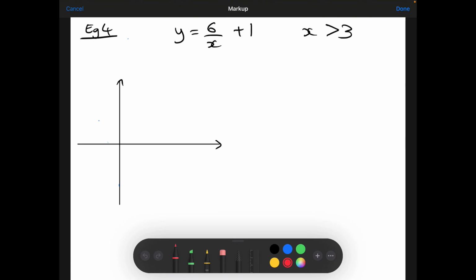And fourth and final example, we've got y equals 6 over x, plus 1. So we know the 1 over x graph looks something like this, where it has a horizontal asymptote of y equals 0 and a vertical asymptote of x equals 0. So that's the 1 over x graph. If I times that by 6, it's going to get just a bit steeper, so maybe more like that.